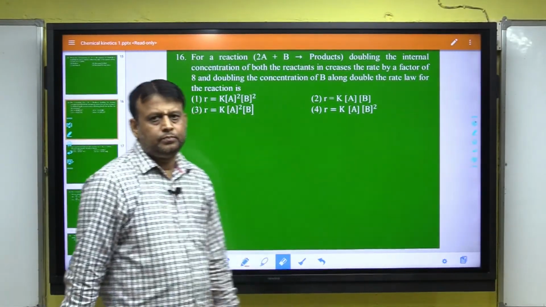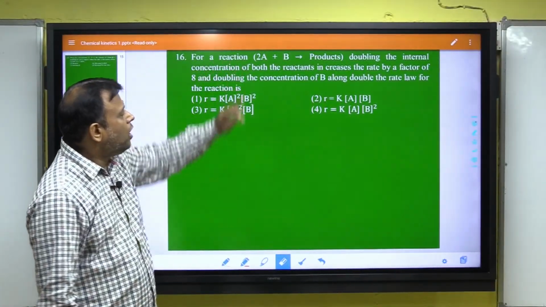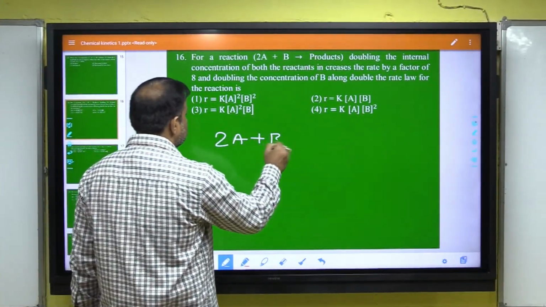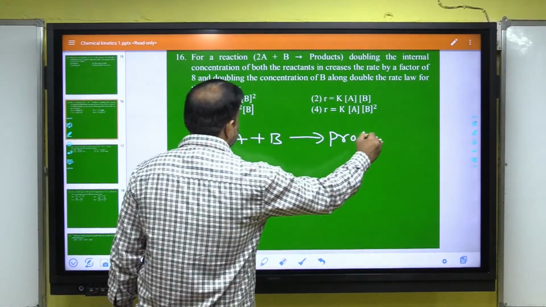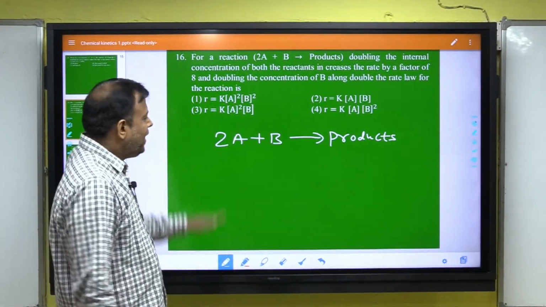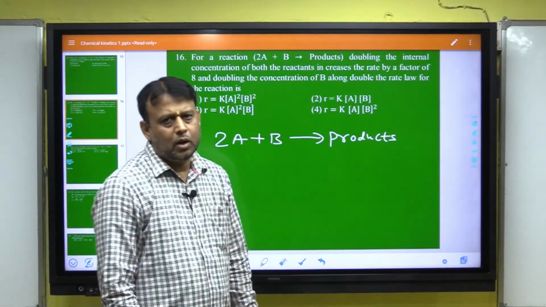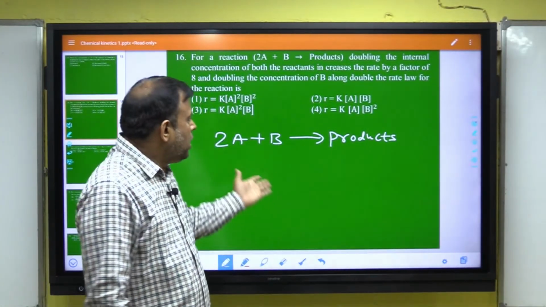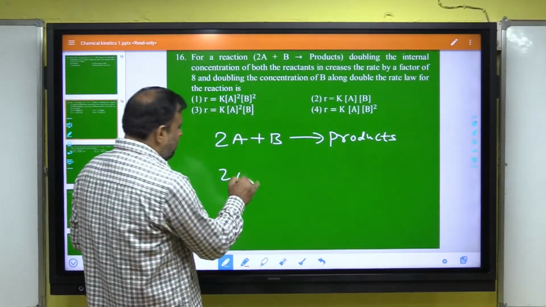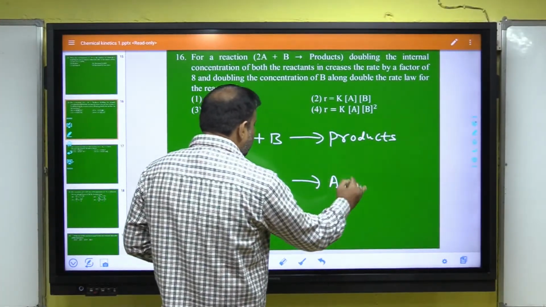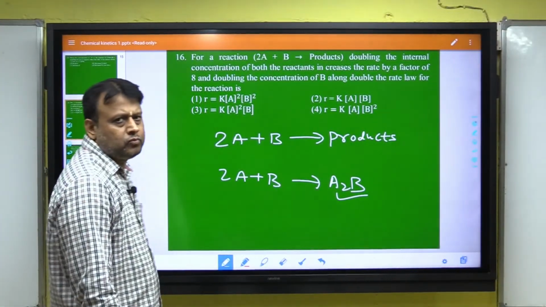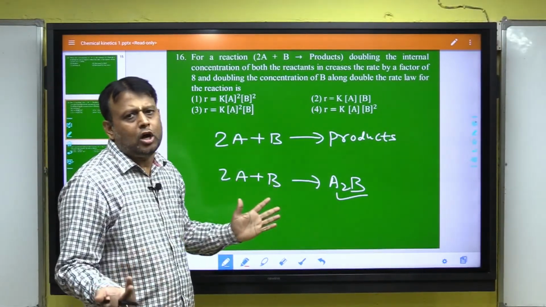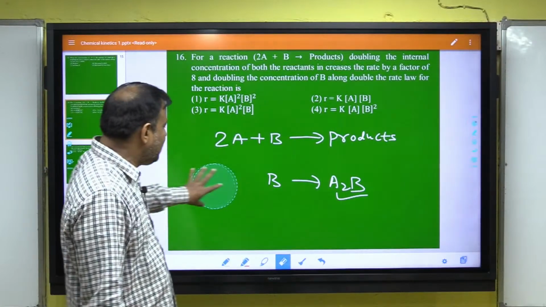Now, question. Look at the board. For a reaction, and the reaction is 2A plus B converts into products. Listen, it is clear from this reaction that it is not an elementary reaction, because if it were 2A plus B, then you would call it elementary. Unless it gives some information about it, we will not solve the question. Now look, this is the reaction, remember, it is not elementary.